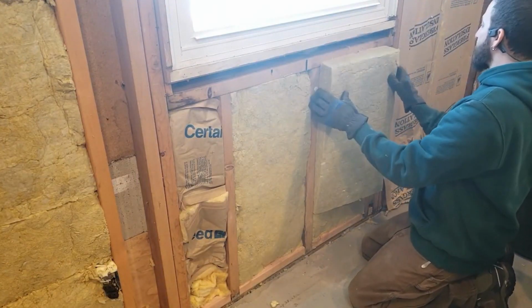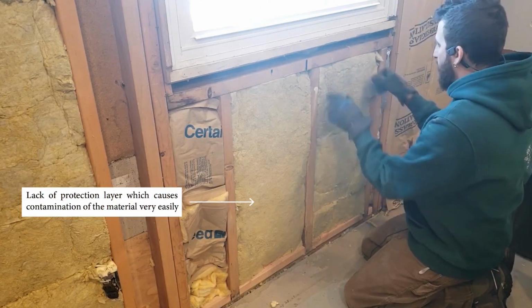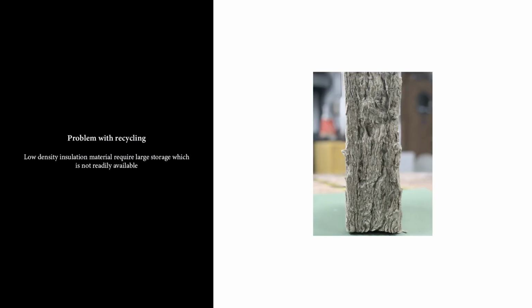For example, from here, it is clear that the current installation method lacks a protection layer, which will cause the contamination of the material very easily. Second, the lack of end markets for second-hand mineral wool to be collected and sold for reuse. Third, the low-density structure of mineral wool also requires large storage that is not readily available.